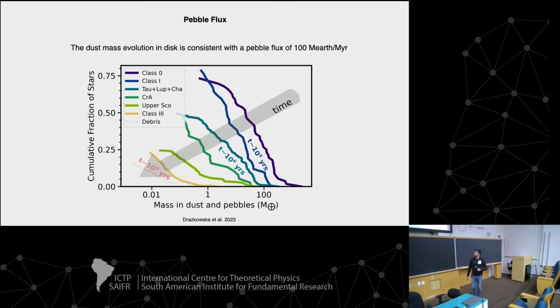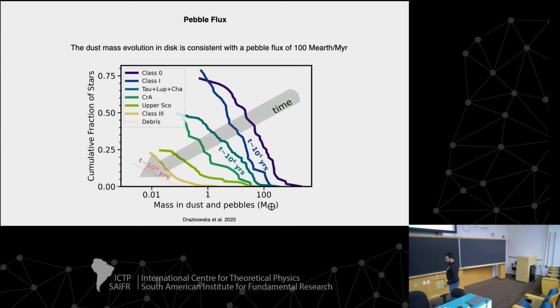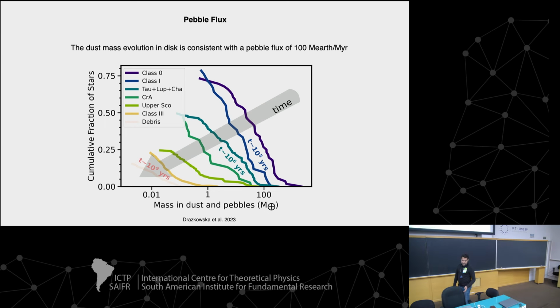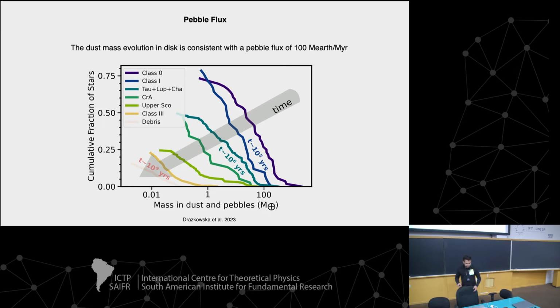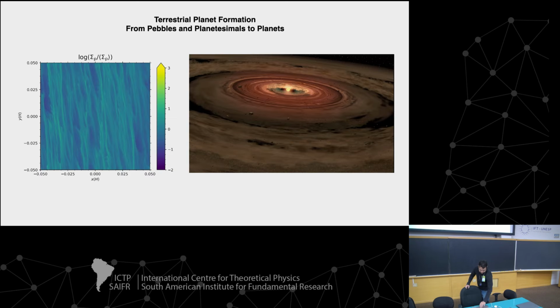So this evolution is consistent with these disks losing about 100 Earth masses per million years, which is consistent with the pebble flux that we expect from radial drift. So this idea that there are pebbles in the disk and that they are drifting inward seems to match what the observations of the disks are. Right? So that's the situation that we are at then.